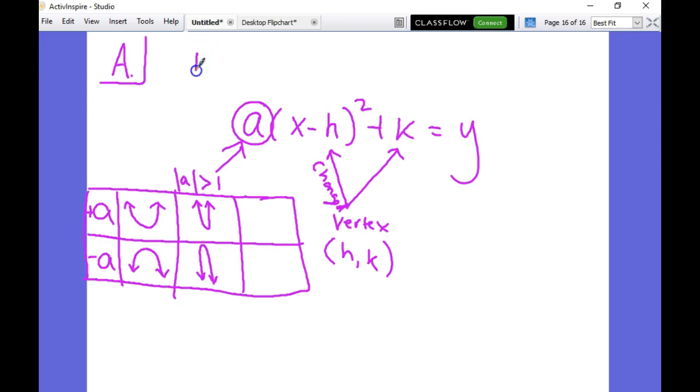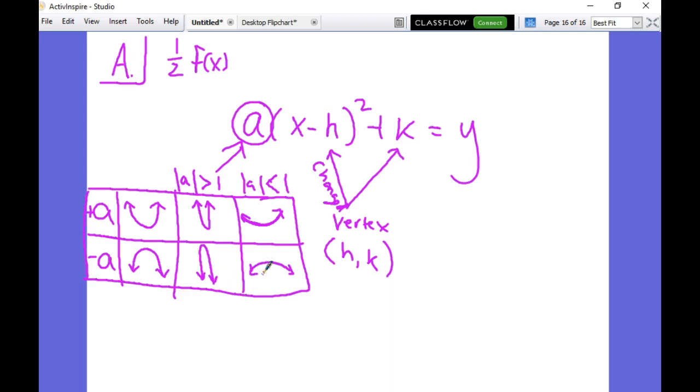Do you guys remember what happens if you take a function and you multiply it by something less than 1? It compresses it, smashes it. In this case, what it's going to do is make your parabola look really fat and wide. So for instance, if the absolute value of this number is less than 1, then it's either going to look like a really fat little smiley face or a fat sad face. Okay?